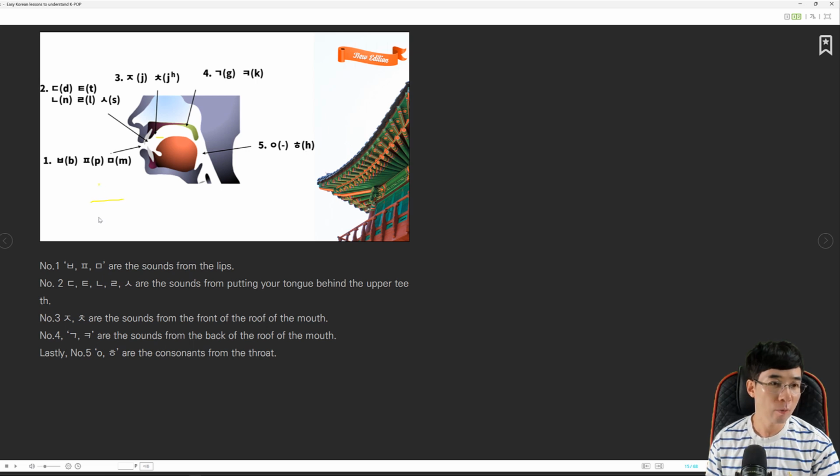Now let's combine with the vowel 아 and pronounce it together. 바, 파, 마. Sounds from the lips. 다, 타, 나, 라, 사. Putting your tongue behind the upper teeth. 자, 차.